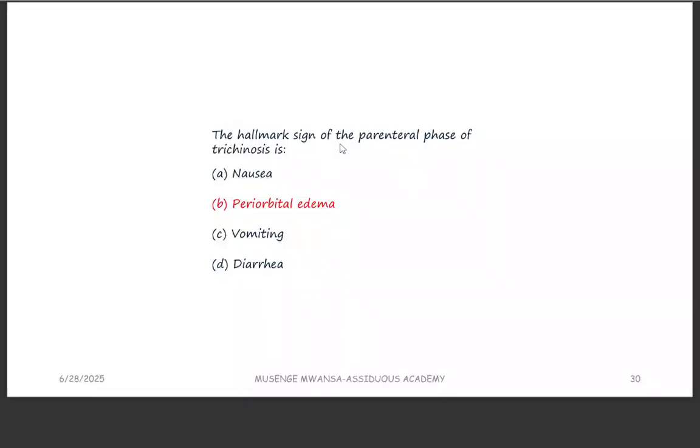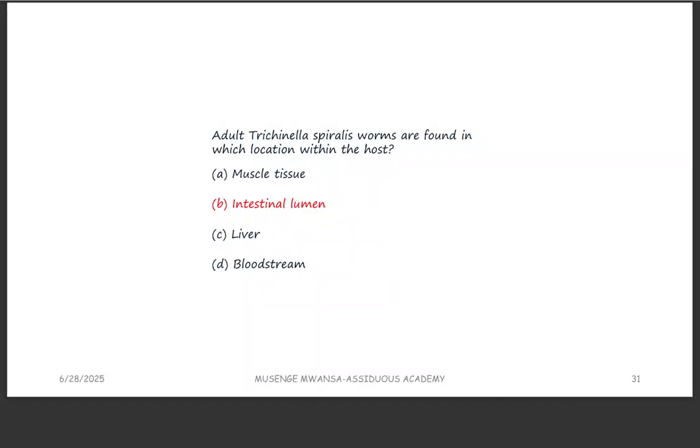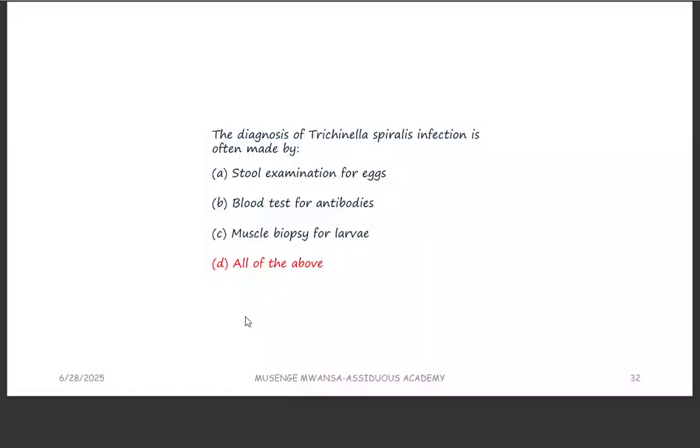The hallmark sign of the parenteral phase of trichinosis: if Trichinella ends up in the body, the hallmark sign that you'll be able to see is swelling around the eye, periorbital edema. Adult Trichinella spiralis worms are found in which location? Remember, the adult is in the intestines while the larva is in the muscle.